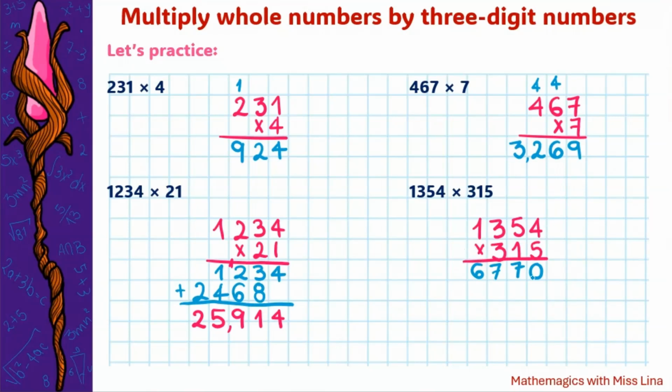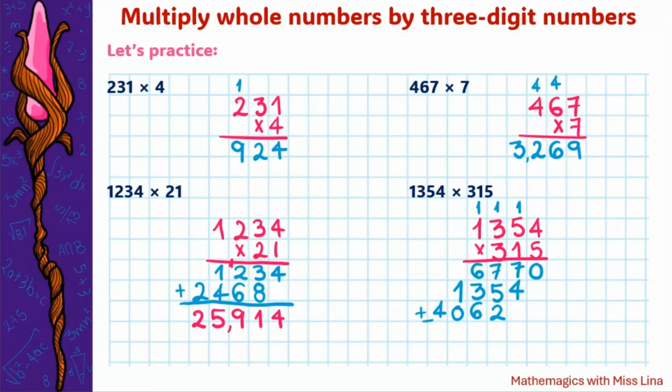The next one is the 1. I just need to repeat the number. 1 space to the left. Don't forget that. And then the 3. 3 times 4 is 12. We carry the 1. 3 times 5 is 15 plus 1 is 16. Carry the 1. 3 times 3 is 9 plus 1 is 10. 0 and we carry the 1. 3 times 1 is 3 plus 1 is 4.